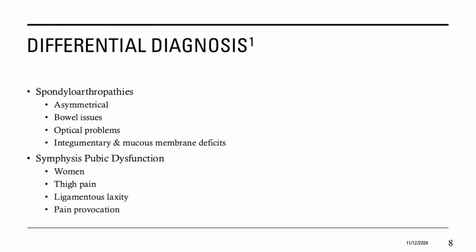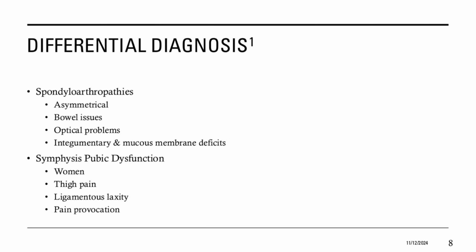So for differential diagnosis, I had two different pathologies. The first one is spondylarthropathy, and the other one is symphysis pubic dysfunction. Spondylarthropathy is an inflammatory arthritic condition that may manifest with pain associated with stiffness.